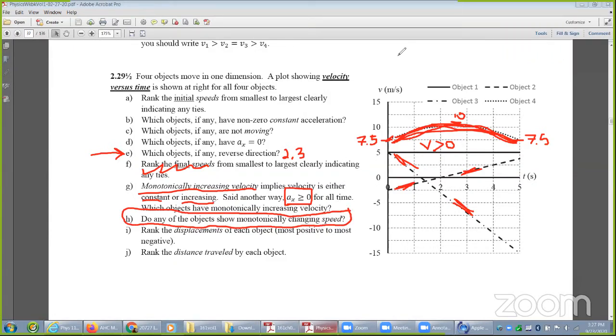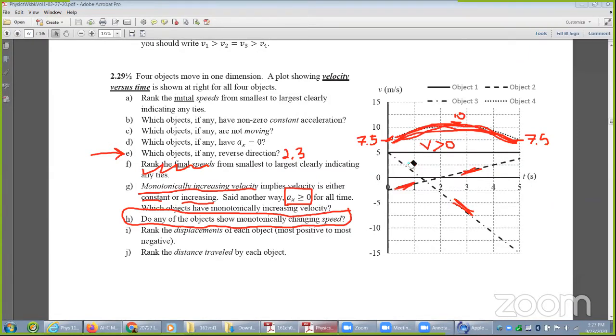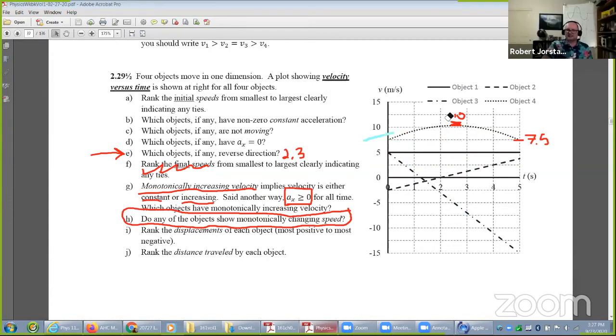Object 2 and 3. No, never mind, because those are changing velocity. Okay, object 1. Yeah, object 1 would fit the bill. Do you agree? That's sneaky. Object 1 has acceleration equal to 0 all the time. So according to this definition, that would fit. So it's monotonically increasing with rate 0. It's not a very interesting problem.